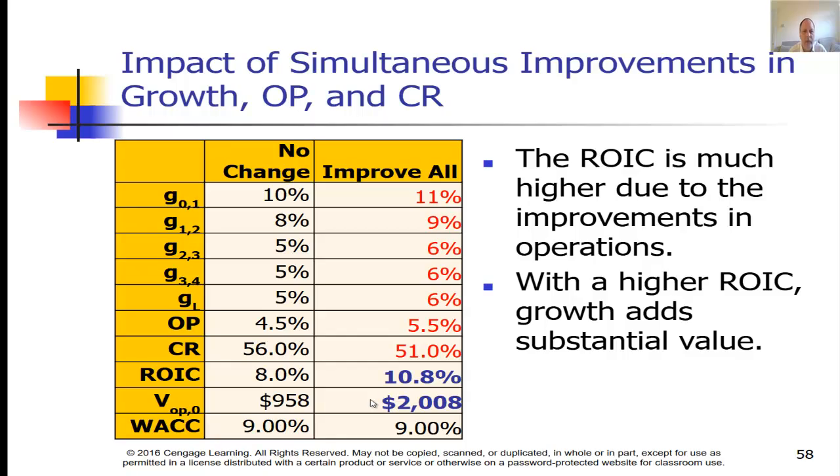So our impact, if we do growth now and go up to the previous growth rate, well, now growth will help us when earlier it hurt us, because we are now making money on each sale. So we go back and now have our growth rates from 10 to 11, 8 to 9, 5 to 6, our operating profit from 4.5 to 5.5, and our capital requirement ratio going down from 56 to 51. ROIC goes all the way up to 10.8%, well above the 9% WACC, and our value of operations increases from 958 to 2008.